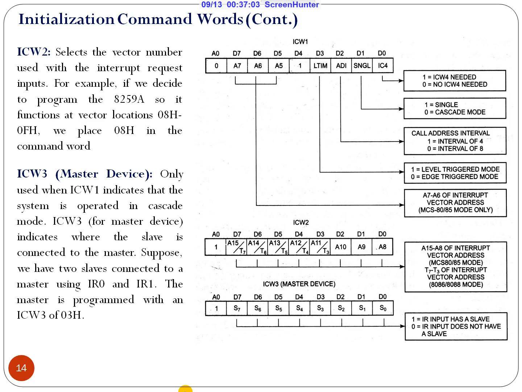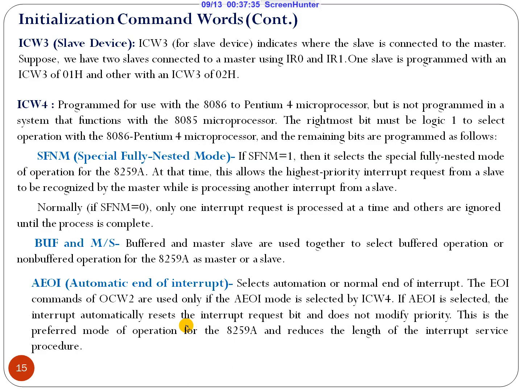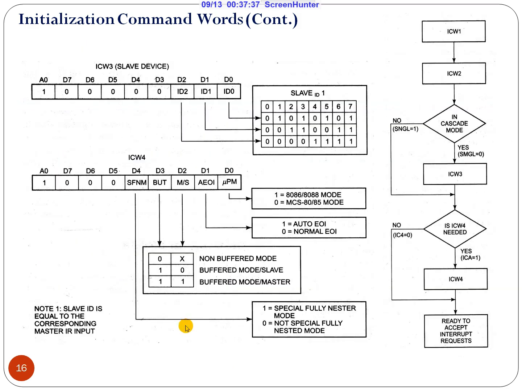And the ICW3 is used only for the master mode, that is the cascading mode operation. In this particular ICW3, the bits decide which device is going to be a master and which device is going to be a slave, and the slave numbers will be numbered by this ICW3 register as shown in the slide.